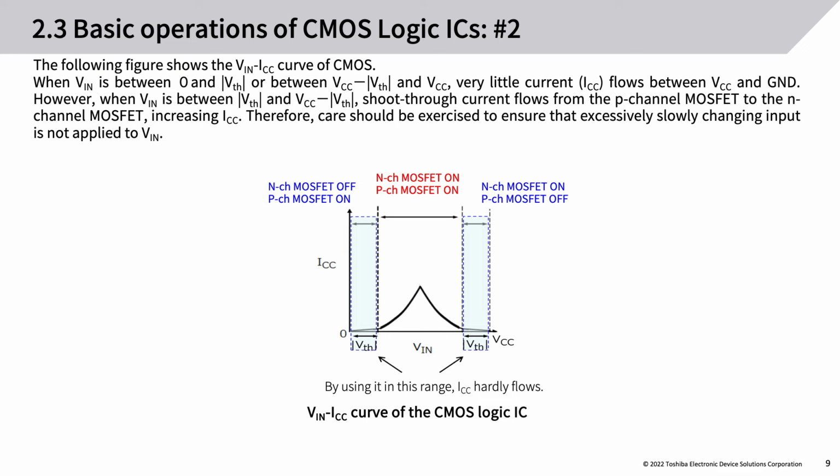The following figure shows the Vin and ICC curve of CMOS. When Vin is between 0 and VTH or between VCC minus VTH and VCC, very little current flows between VCC and ground. However, when Vin is between VTH and VCC minus VTH, shoot-through current flows from the P-channel MOSFET to the N-channel MOSFET, increasing ICC. Therefore, care should be exercised to ensure that excessively slowly changing input is not applied to Vin.